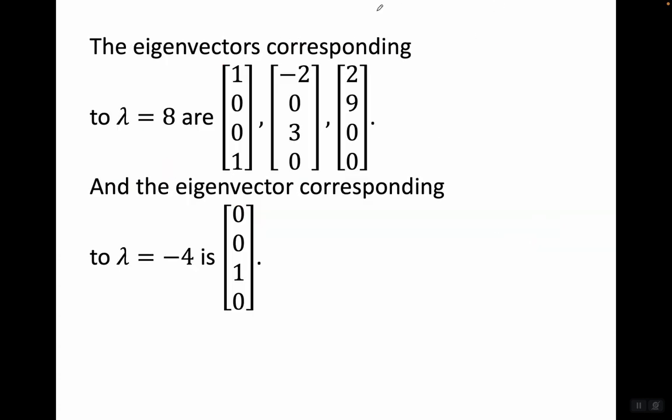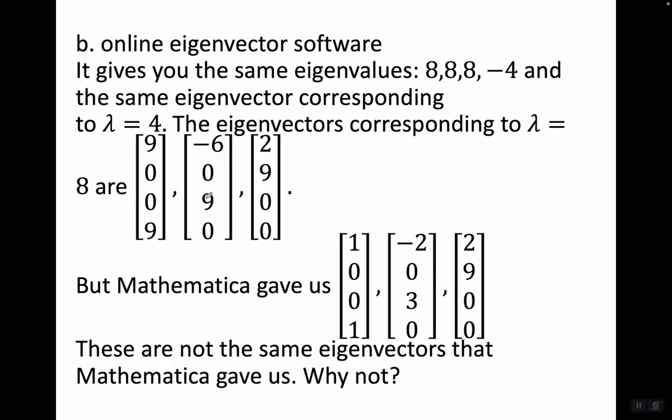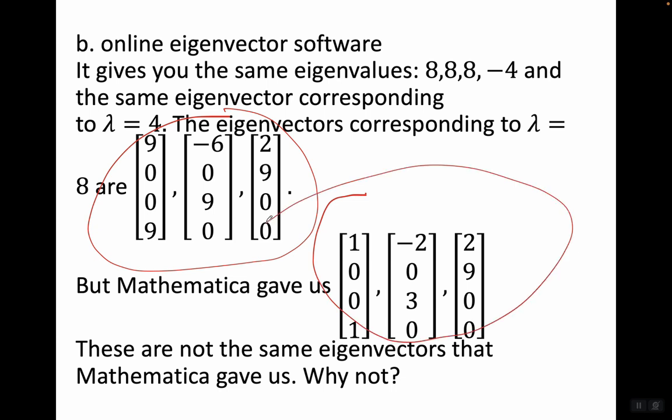So again, we get these as the eigenvectors corresponding to lambda equals 8. We get this as the eigenvector corresponding to lambda equals negative 4. Online eigenvector software gives you a slightly different answer. It gives you the same eigenvalues, 8, 8, 8, negative 4, and the same eigenvector corresponding to lambda equals negative 4. But the eigenvectors corresponding to lambda equals 8 are these. Okay? Mathematica gave us these. These are not the same eigenvectors that Mathematica gave us.